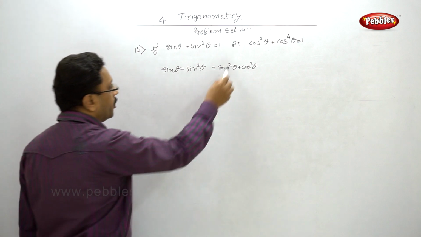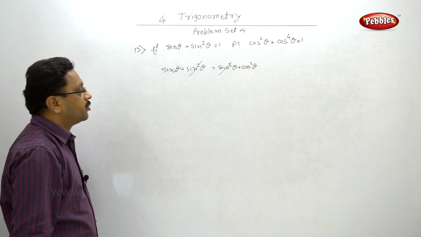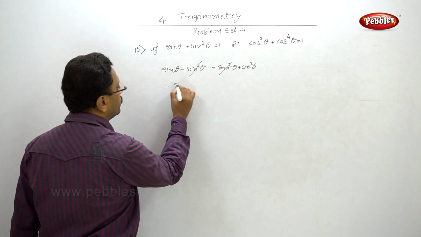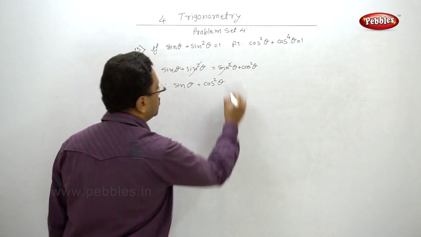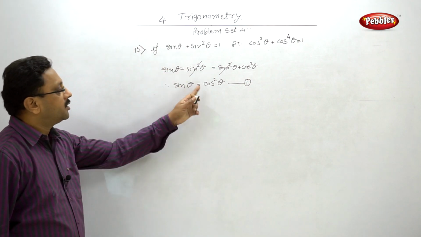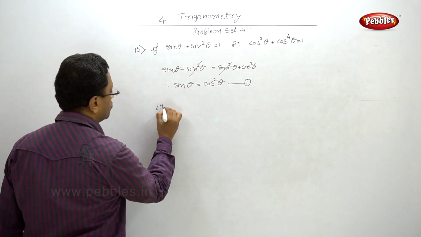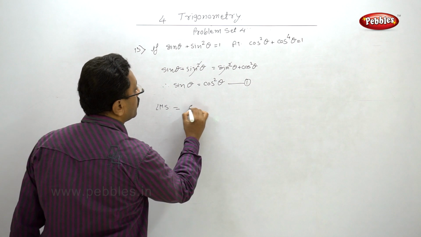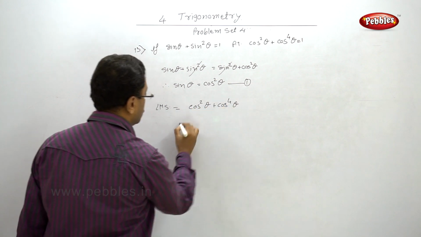Correct? Now, from this I can subtract or eliminate sin square theta. So, I got now sin theta is equal to cos square theta. This is my first one. From this I came to this. Now I will take left hand side. Cos square theta plus cos raised to 4 theta.